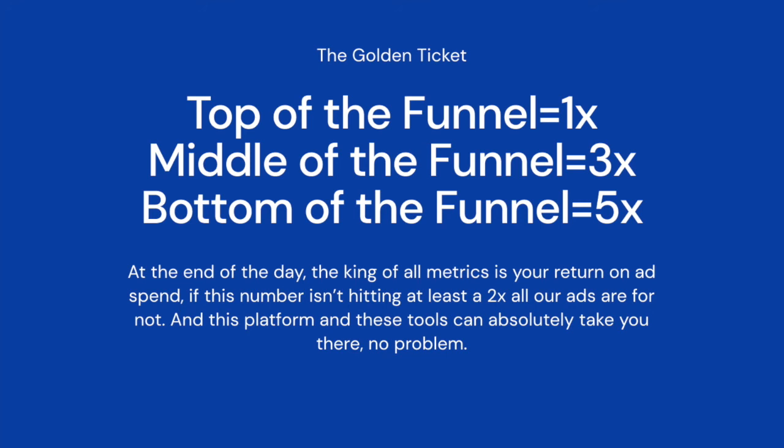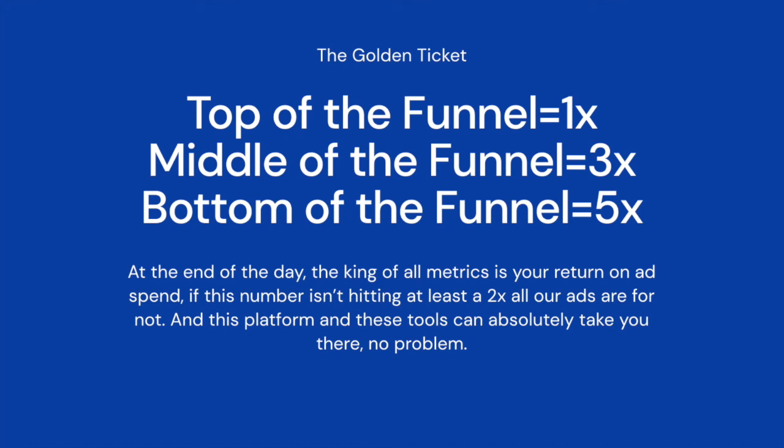At the top of the funnel, you should be trying to hit a minimum of a 1x on your ROAS, on your return on ad spend. The middle of the funnel, you should have a minimum of a 3x on your return on ad spend. And at the bottom of your funnel, you should have a minimum of a 5x on your return on ad spend. It's going to take a second for you to get there. Remember what we just said about giving your ads some time. It might not happen right away. Facebook's got to learn and figure it out.